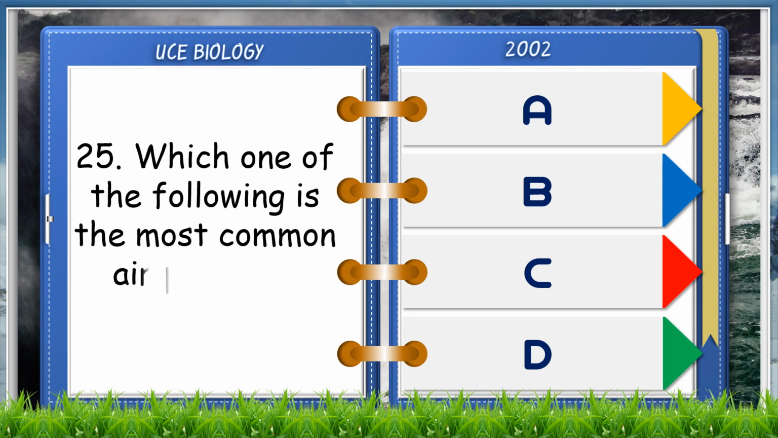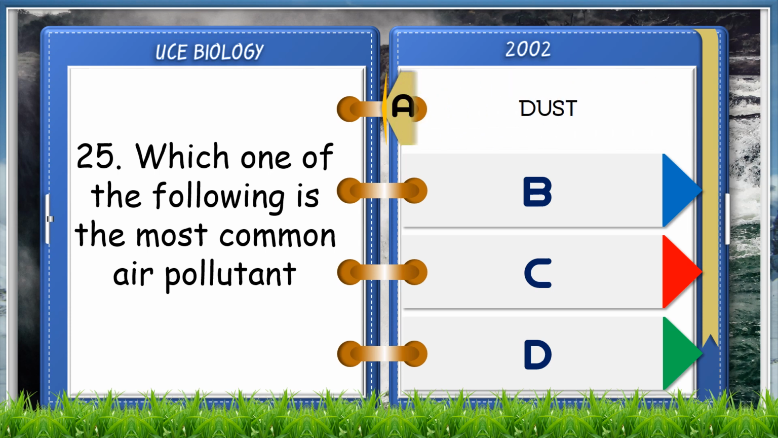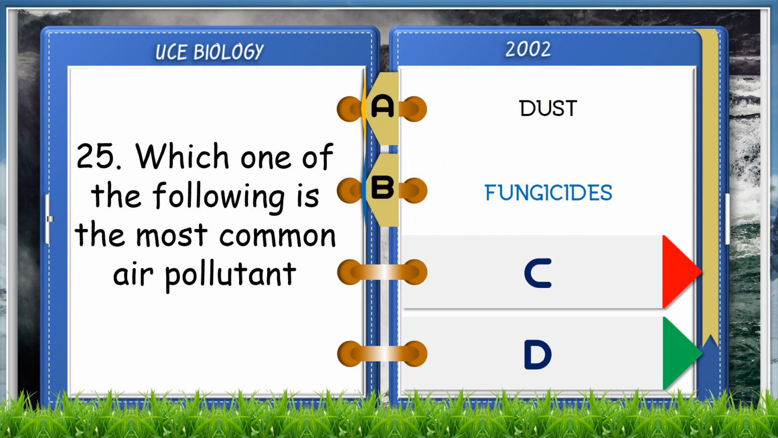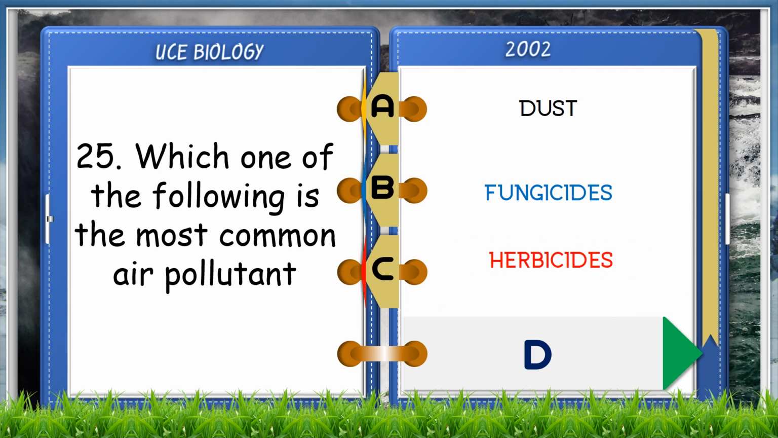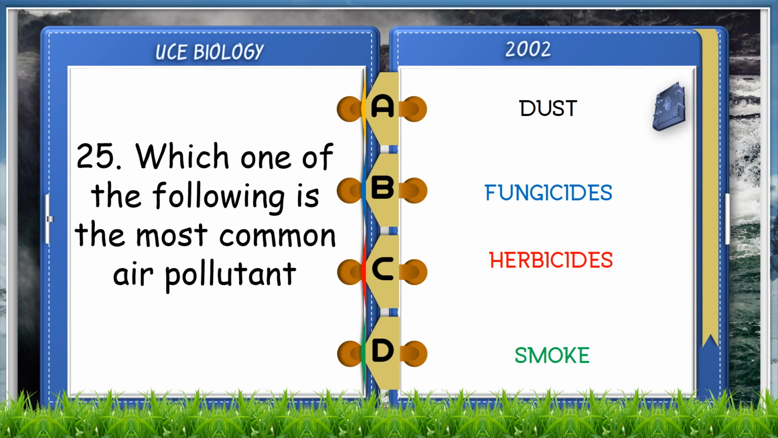Which one of the following is the most common air pollutant? A. Dust. B. Fungicides. C. Herbicides. D. Smoke. The answer is A. Smoke.